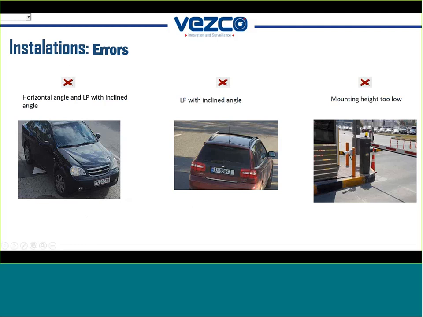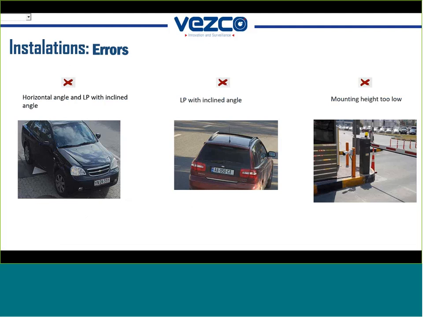Installation errors. Here I point out 3 basic installation errors. The first one is the horizontal angle and the license plate with inclined angle. So my horizontal angle is off and my license plate has an inclined angle. That's a double mistake.